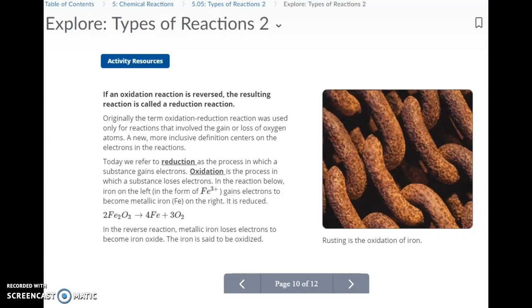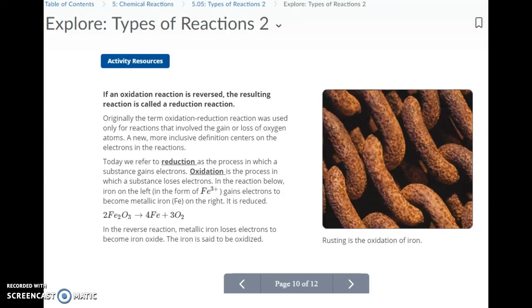The reverse of an oxidation reaction is called a reduction reaction. We talked about that a little bit in the other slide, which in some cases you can do, and in other cases you can't. Rusting is the oxidation of iron. Originally, the term oxidation reduction reaction was used only for reactions that involve the gain or loss of oxygen atoms.